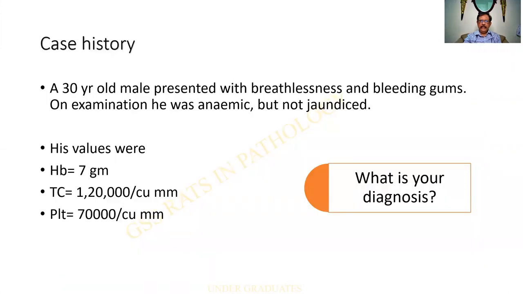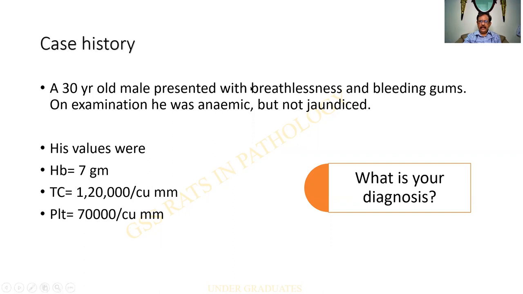As usual, a case history. A 30-year-old male presented with breathlessness and bleeding gums. On examination, he was anemic but not jaundiced. His values were as follows: hemoglobin 7 grams, total count 1.2 lakhs per cubic millimeter, and platelets 70,000. What is your diagnosis?